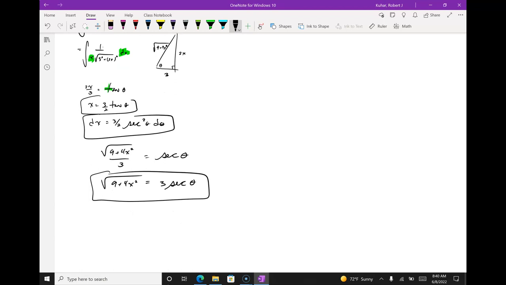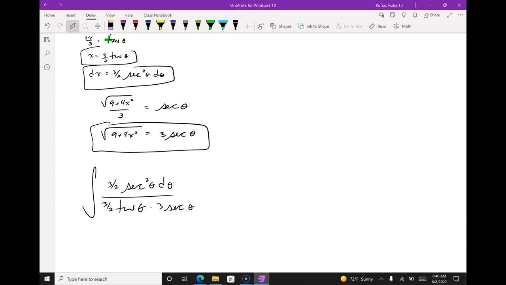So I've got the integral. My dx is now what? 3/2 secant squared theta d theta. The x is 3/2 tangent of theta. I like that. And then my square root is 3 secant theta. Right? So I'm just putting those pieces into my integral. So obviously one of the secants cancels. Right? So I have secant theta over tan theta.